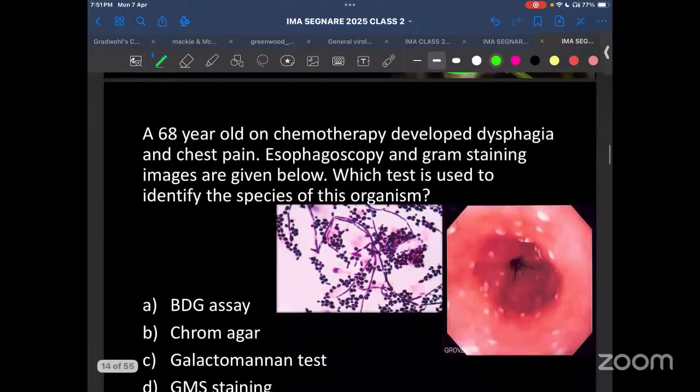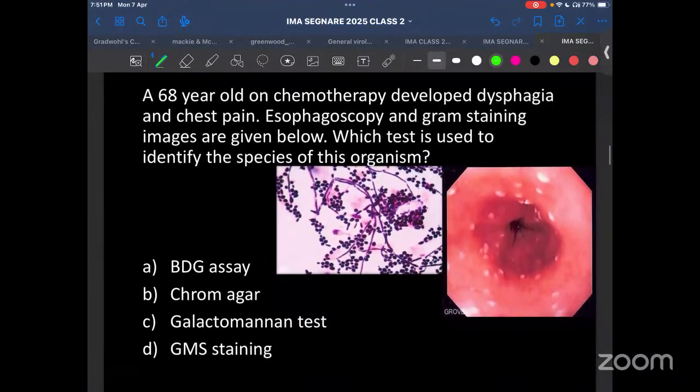Okay, so we move on to our next topic. A 68-year-old on chemotherapy developed dysphagia and chest pain. Esophagoscopy and Gram staining images are given below. Which test is used to identify the species of this organism? Before going to the species, what is the organism here? Try to answer in the chat box. This is easy for you.